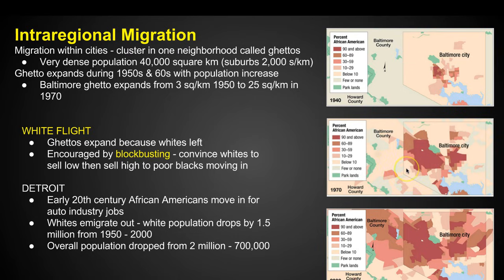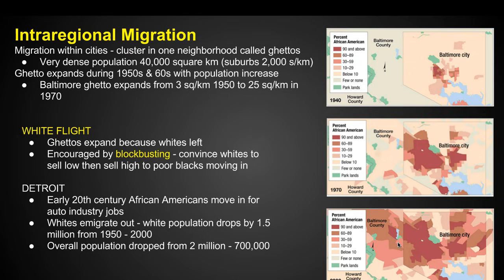And this is really important because when we talk about segregation through the study of demographics in human geography, this is one of the major places where it starts to occur, where we have the separation clearly of ethnicities. Specifically in Detroit, in the early 20th century, we have African Americans moving in for auto industry jobs. Of course, this is Detroit.